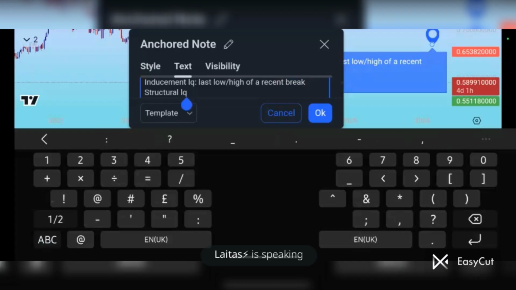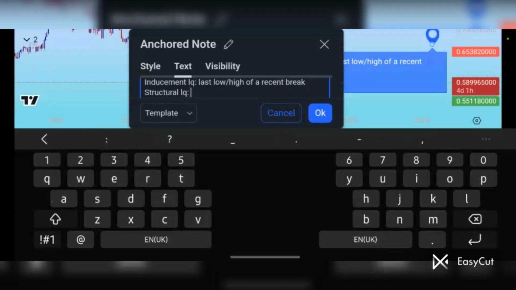What is structural? Structural liquidity is the last low or high before the major one, before the main low or high.